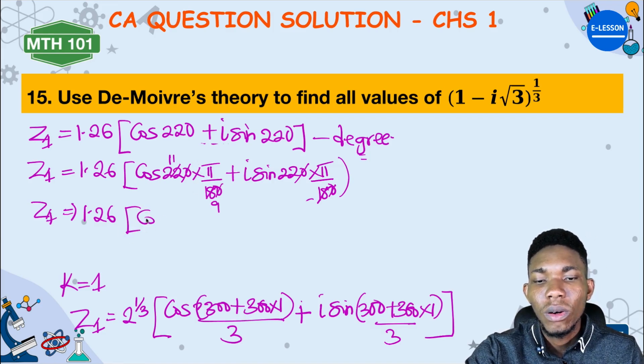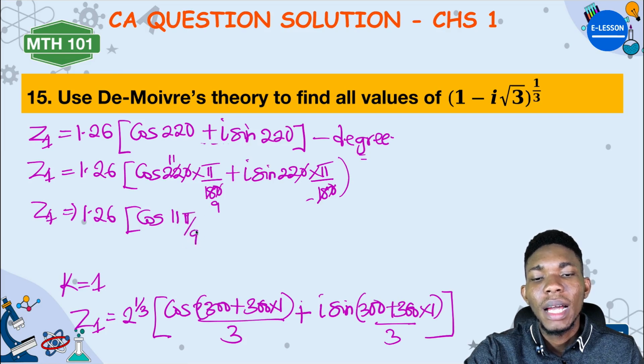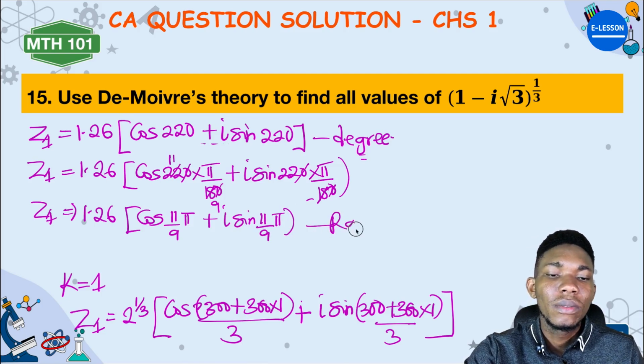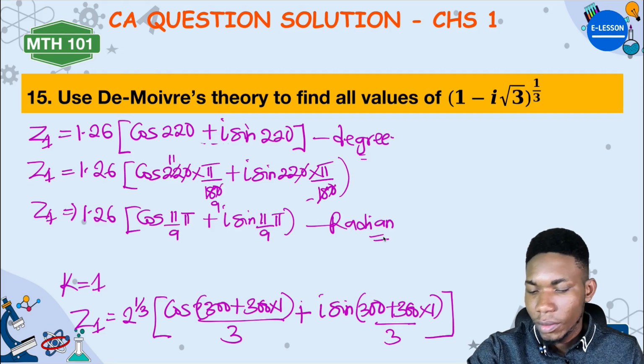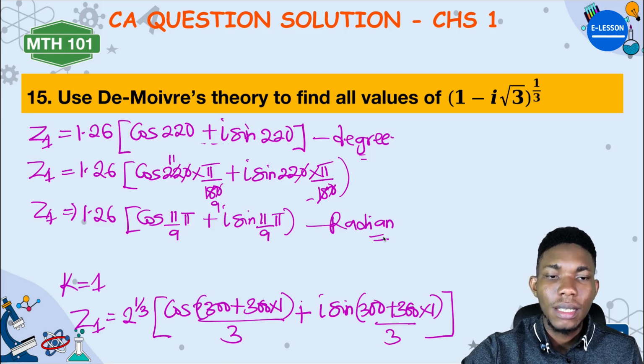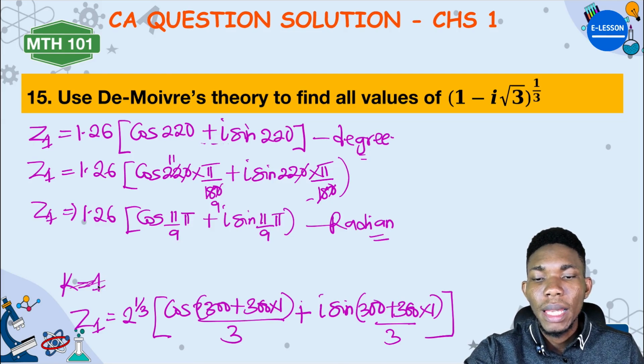So this is bracket cos 11 over 9 pi plus I sine 11 over 9 pi radian. So this one is in radian. Is that okay? 220 divided by 180, 11 divided by 9, they are the same thing. So that is for when k is equal to 1.